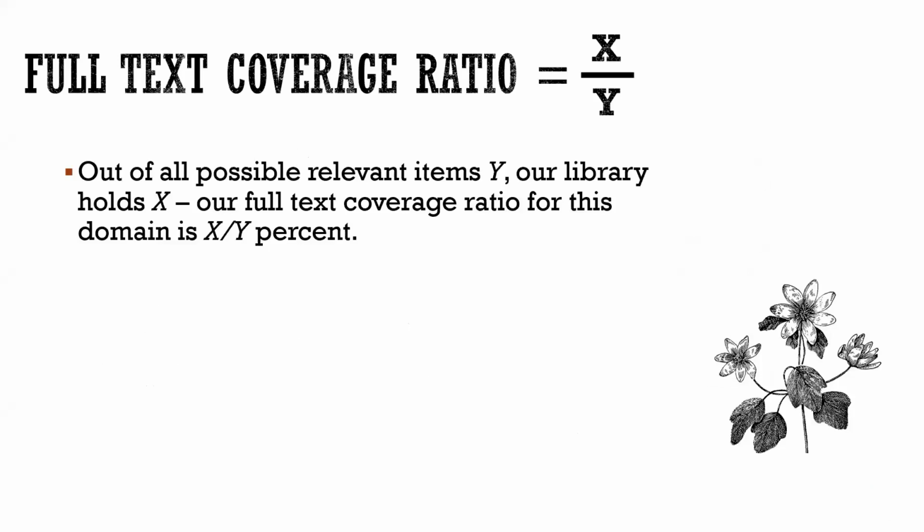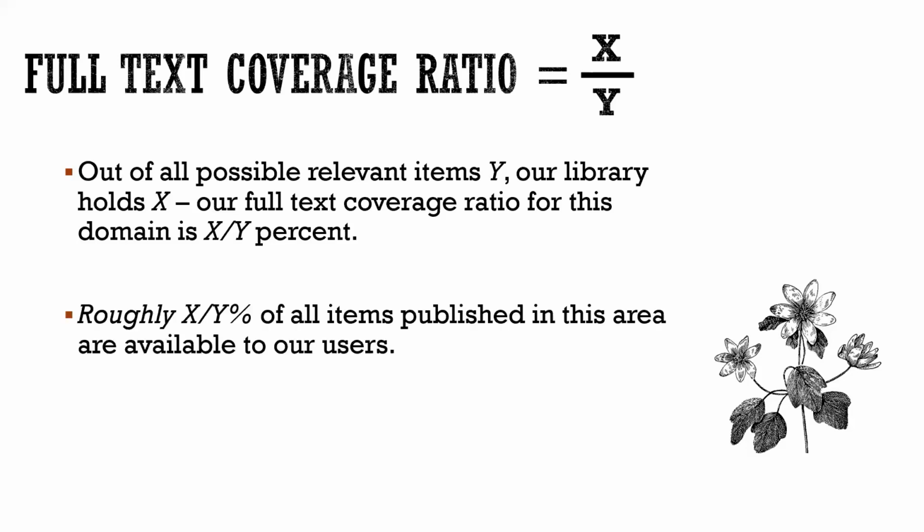There's a couple more ways of describing this idea. So out of all possible relevant items Y, our library holds X. So our full text coverage ratio in that case for this domain is X divided by Y %. Or roughly X divided by Y % of all items published in this area are available to our users. So that's kind of the basic idea that we're talking about.